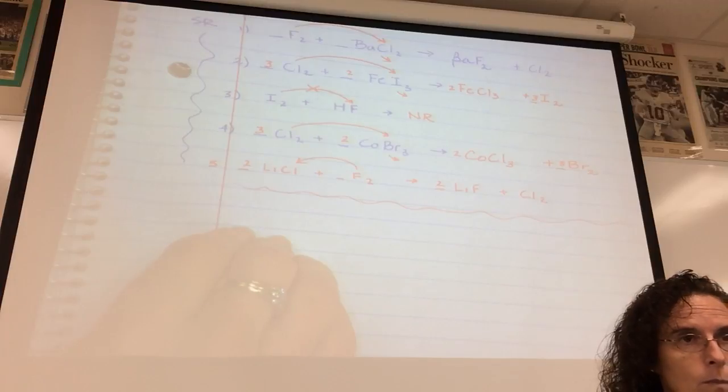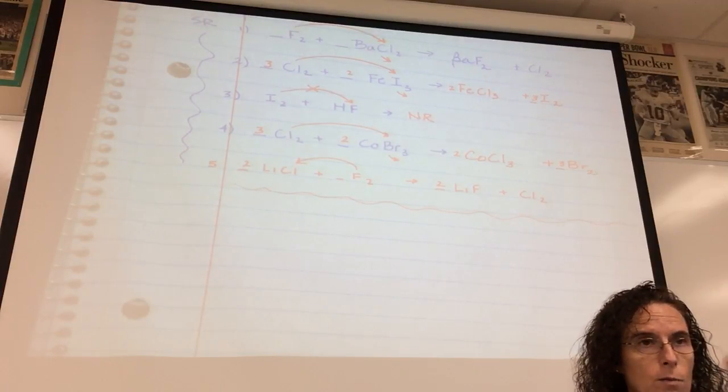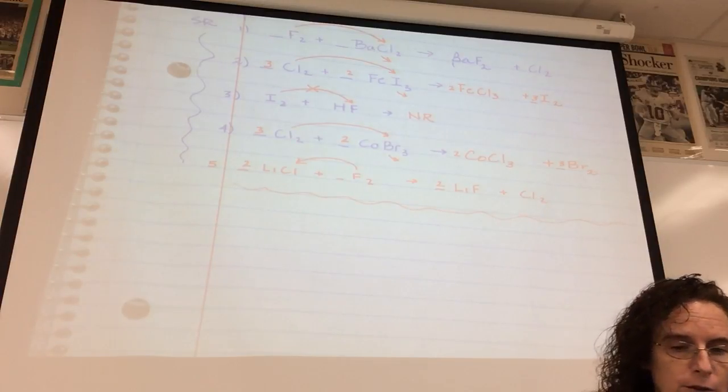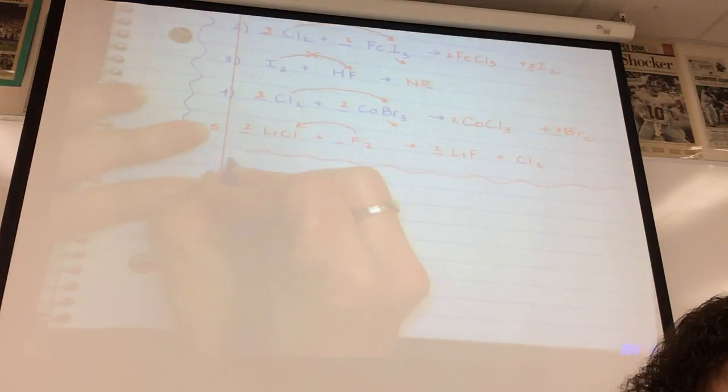So we've talked about single replacement. We've done it with metals, where we bump the front half out. We've done it with non-metals, specifically halogens, where you bump the back end out. And now we're going to talk very briefly about double replacement. The kids find double replacement to be the easiest of the bunch.